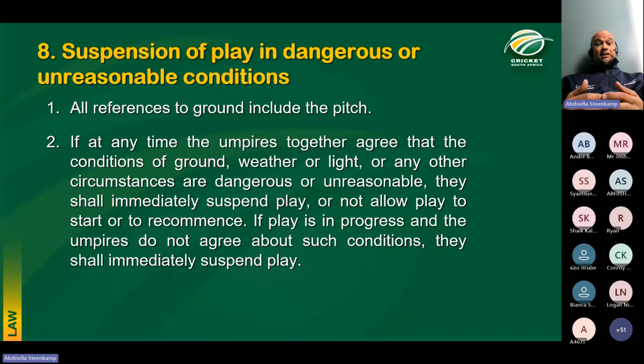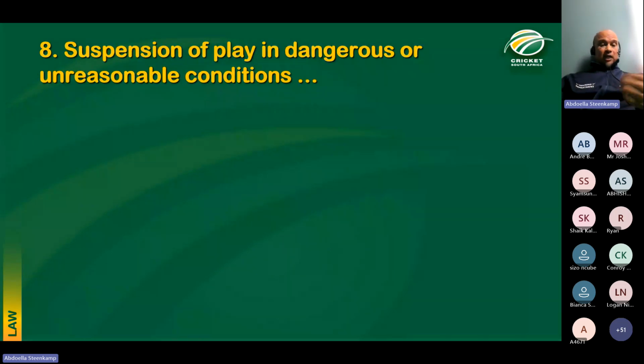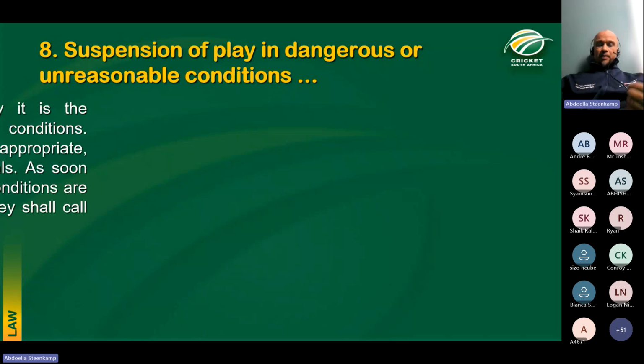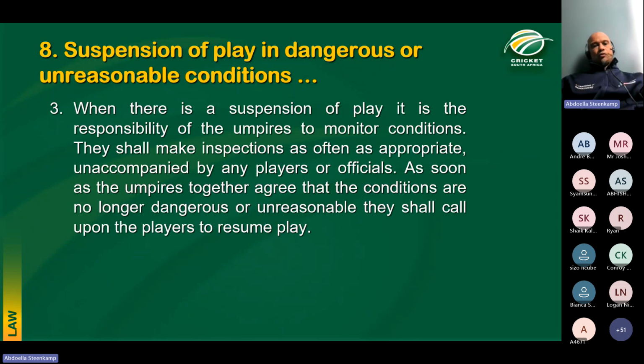Now the law guides us. Both umpires don't agree because one thinks it's still good to play on, the other thinks it's too dark. The law tells us if there's no agreement, you need to immediately suspend play, i.e. take the players off the field. So you've now decided to take players off the field. So what do you now do?